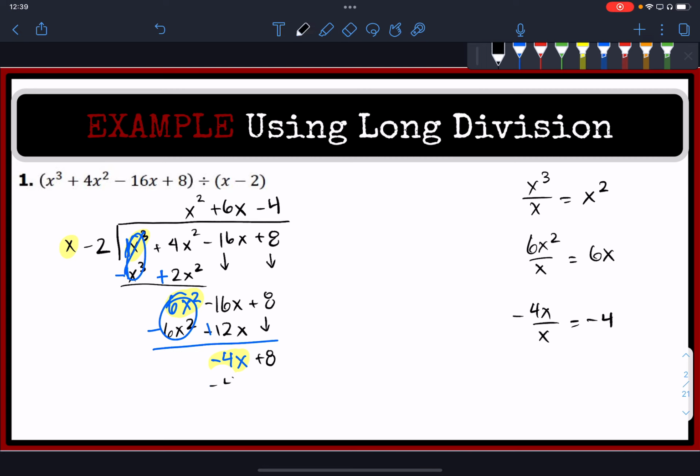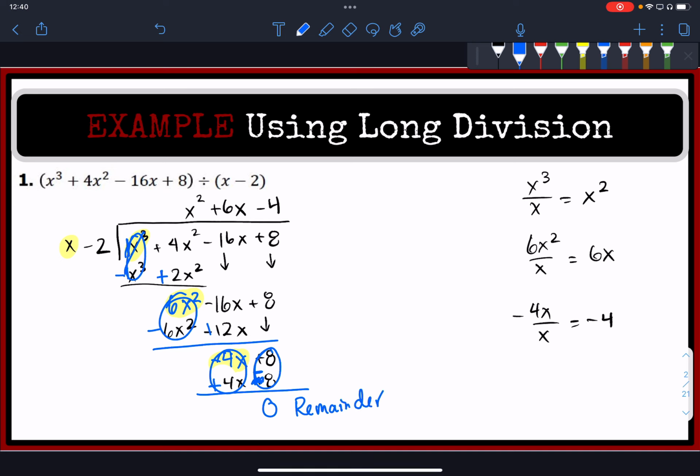plus 8. Switch the sign. So make the negative 4x into a positive 4x. Make the positive 8 into a negative 8. That's the equivalent of subtracting. And then adding these numbers, this adds up to 0. This adds up to 0. And that's going to be your remainder. Your remainder is 0.